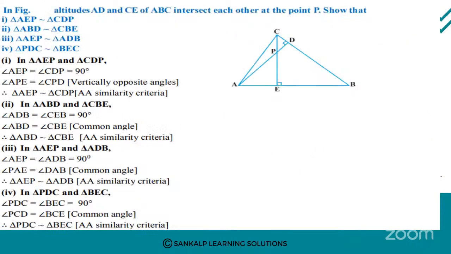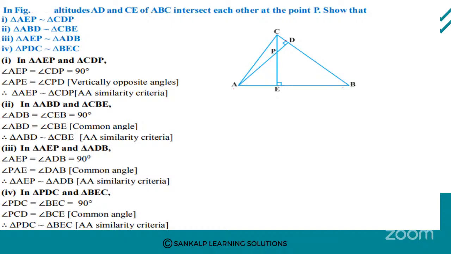Next. See, this is another question. In the figure, altitudes AD and CE of triangle ABC intersect each other at point P. Show that triangle AEP is similar to CDP. Okay, this small triangle is similar to this small triangle. ABD, big triangle is similar to CBE.